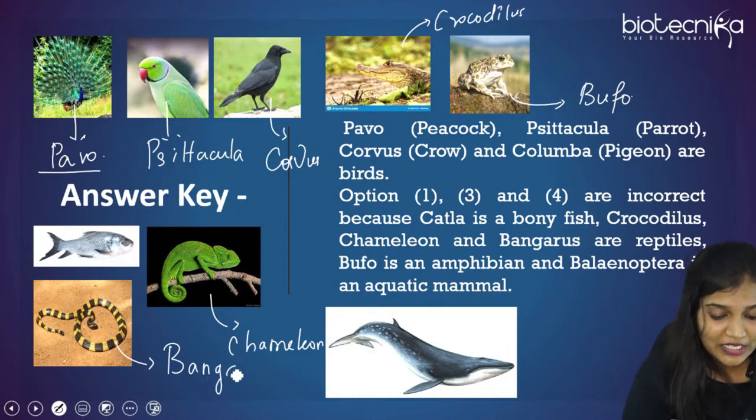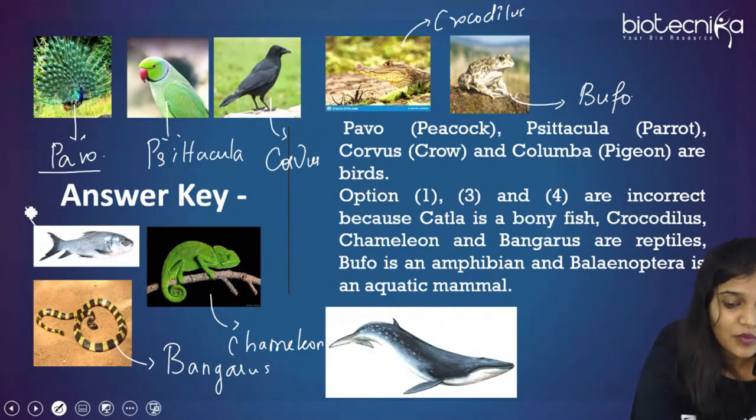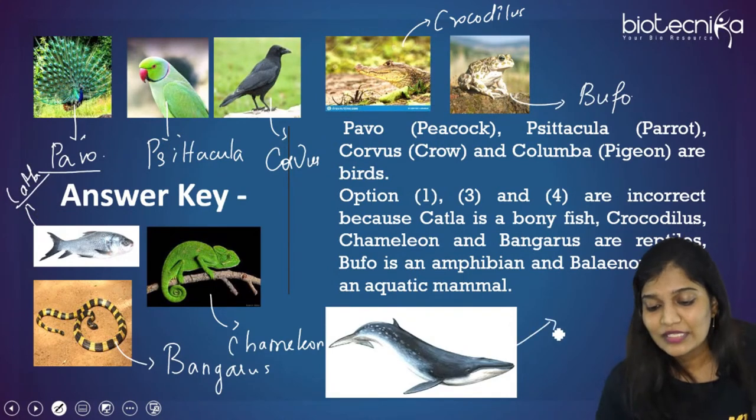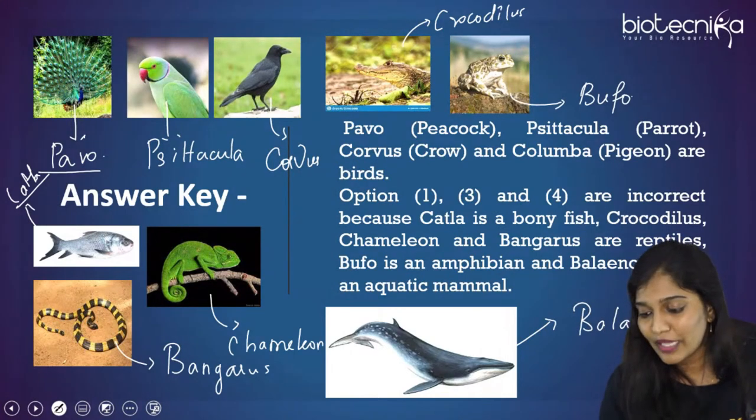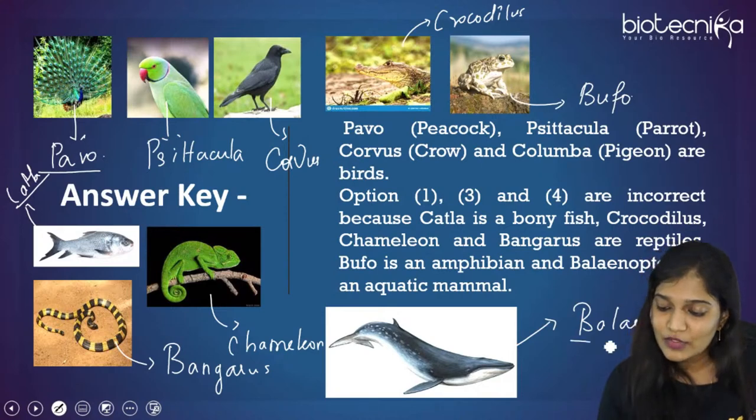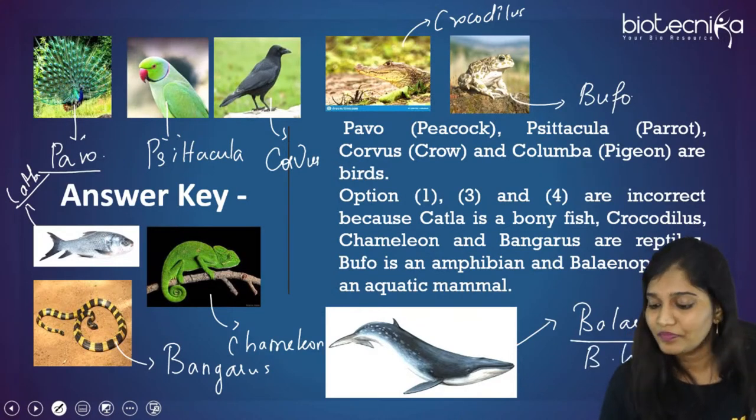This is Bungarus, a snake. And this is going to be the fish, which we can say cuttlefish, bony fish, which people used to eat. And this is the blue whale, we can say. Blue whale is called Balaenoptera. Balaenoptera. Or we can say it's going to be blue whale.